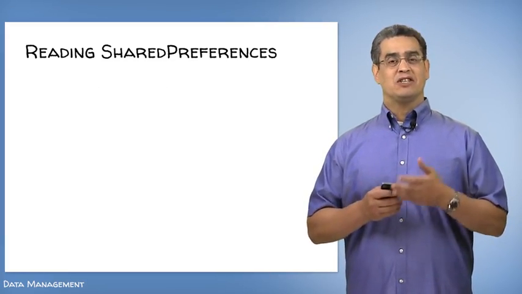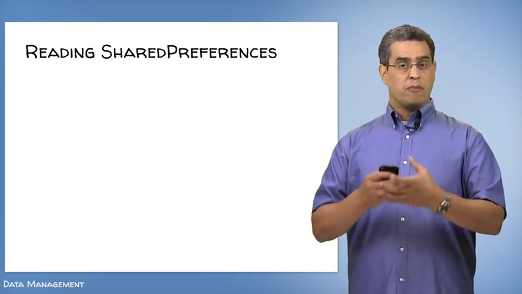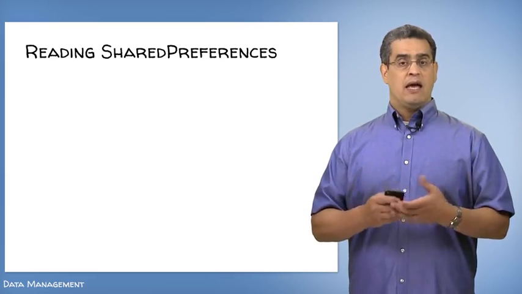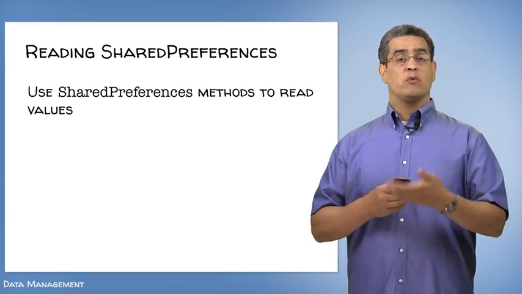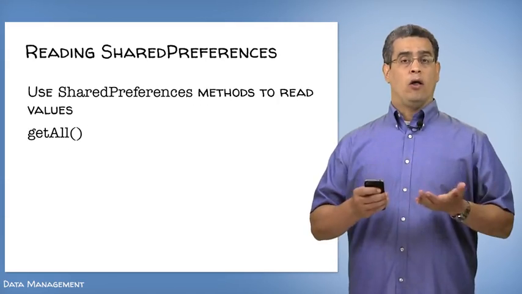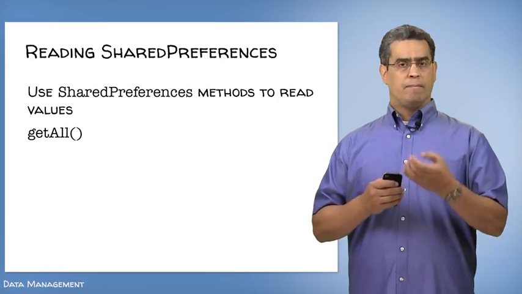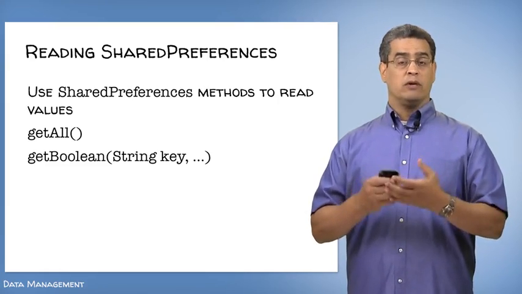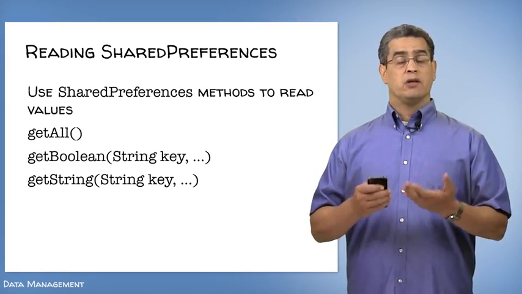If an application later wants to read these values, it can get the shared preferences object again and then use various methods to read out the values that are stored within the object. For instance, it can call getAll to get the shared preferences values. It can call getBoolean to get a particular Boolean value, or it can call getString to get a particular string value.